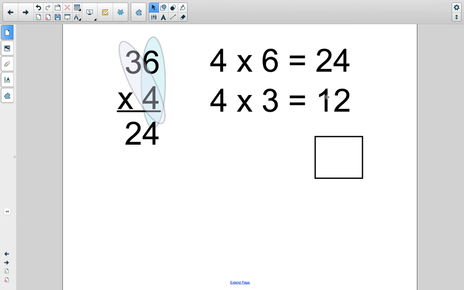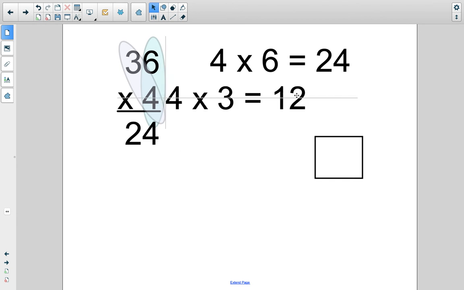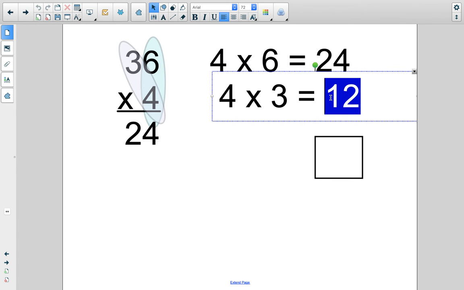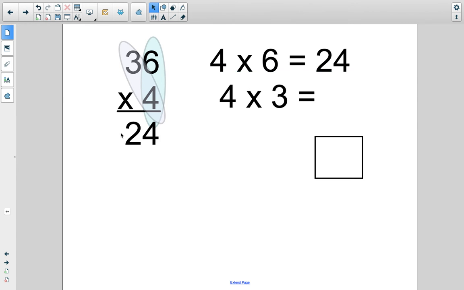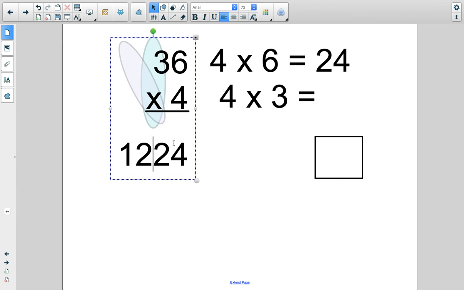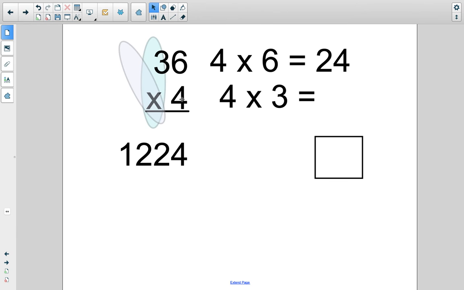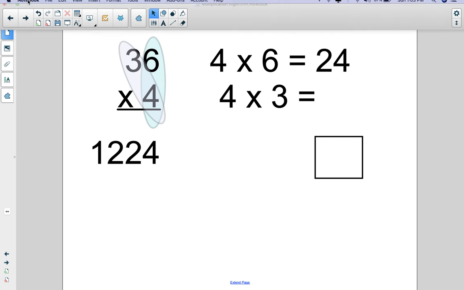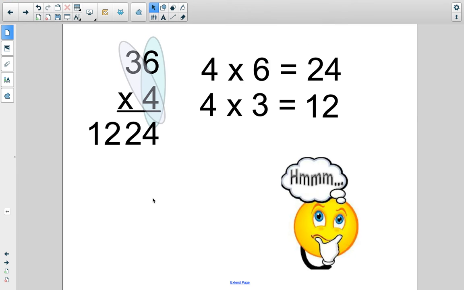You might think that you take the 12 and you just put it right here, beside the 24. That might look right to you, but does that really look correct? Let's think about this for a second. Let's use some checking for reasonableness here.